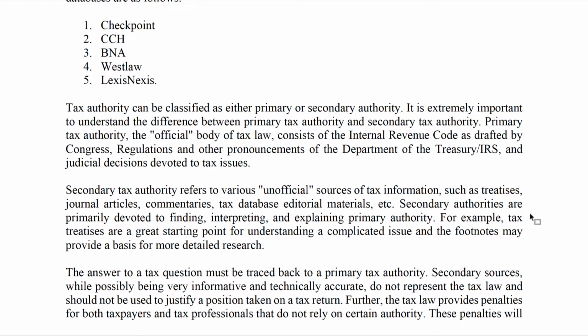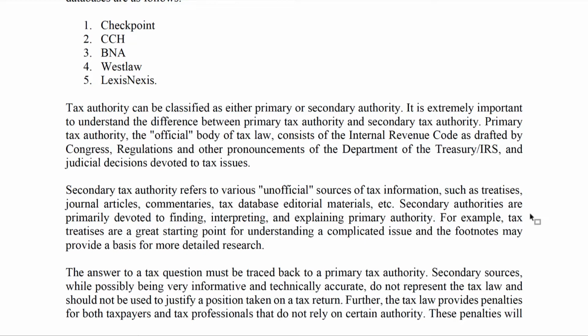Okay, I would only cite the primary authority. As I mentioned, primary authority can be both binding or non-binding, persuasive. Secondary authority is never binding. Secondary authority is more like editorial services. Within these databases, there are different editorial explanations and annotations. For example, Checkpoint has what's called the Federal Tax Coordinator. Very, very good service.